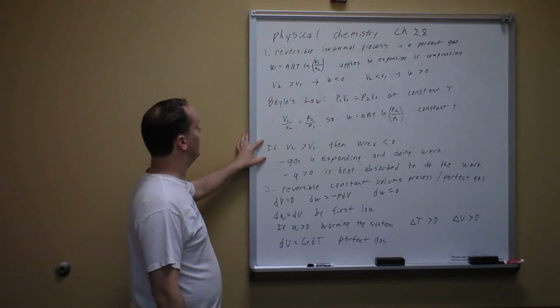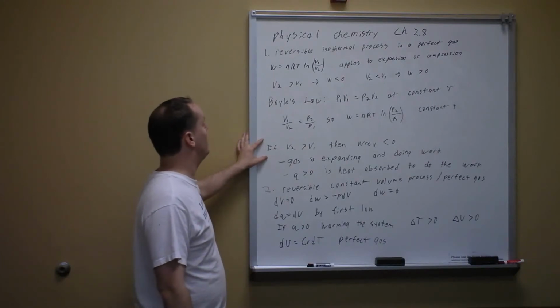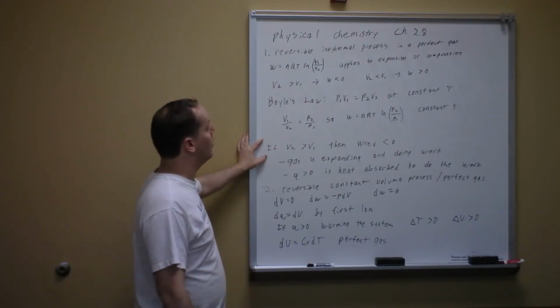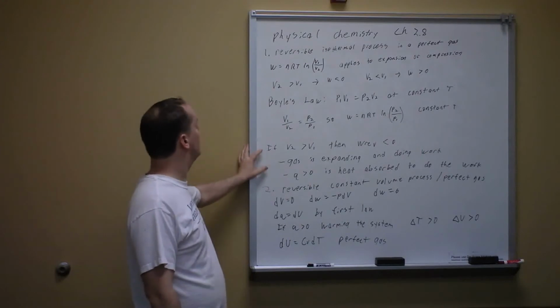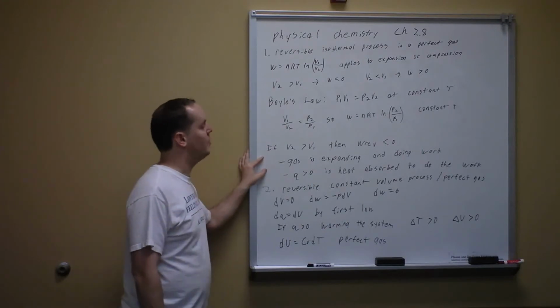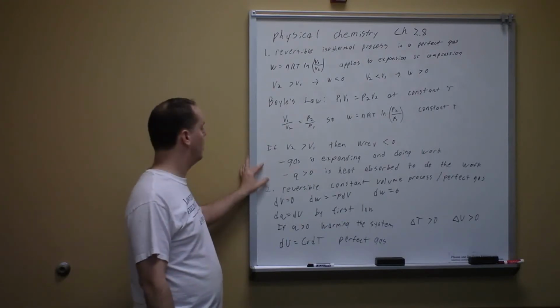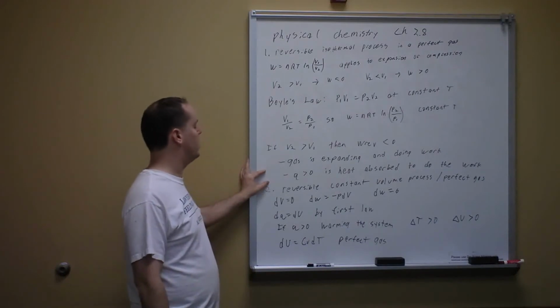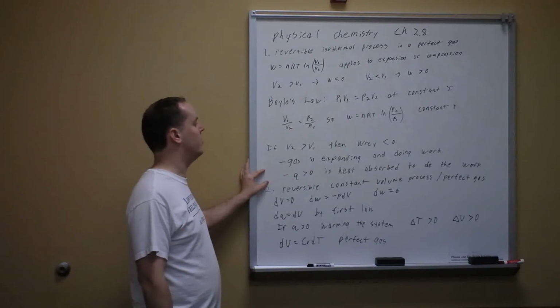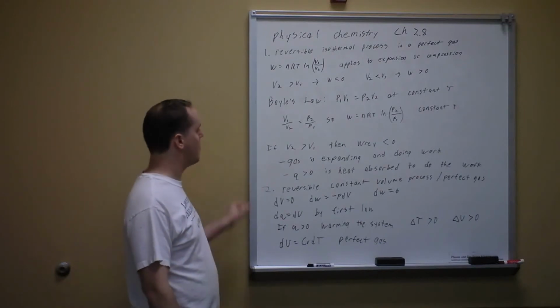Now, expanding on what I was saying earlier, if volume 2 is greater than volume 1, then work reversible is less than 0. So that means that our system is expanding and it's doing work. Now, that of course also means that Q has to be greater than 0. So heat is being absorbed by the system to do the work.